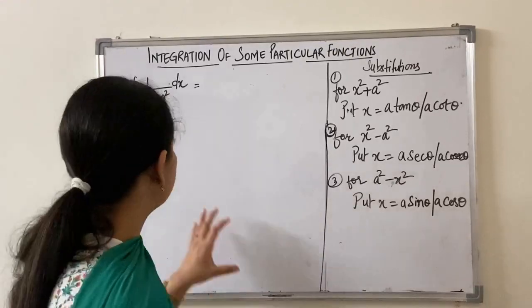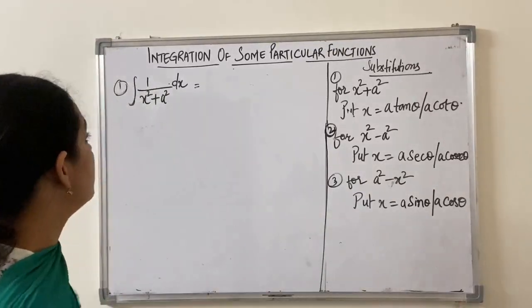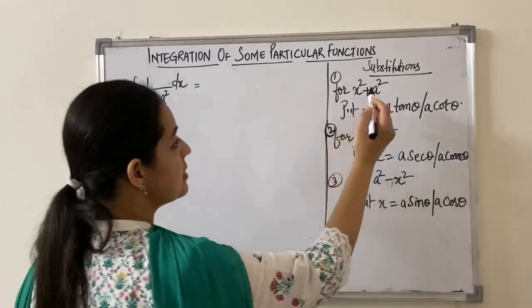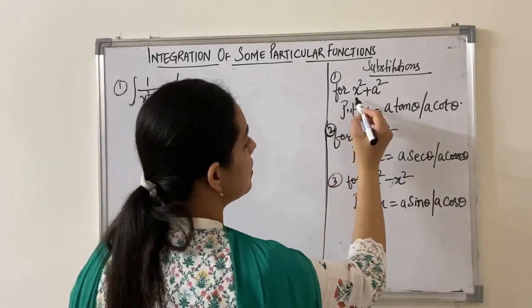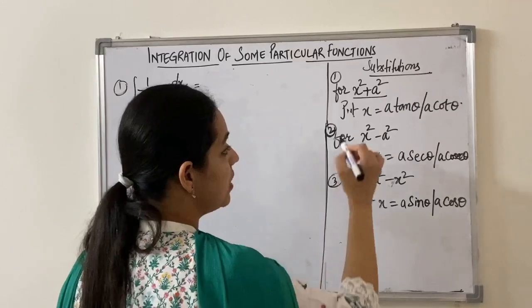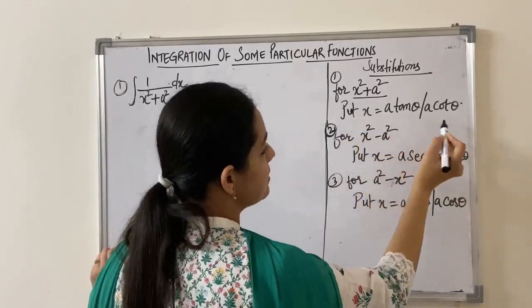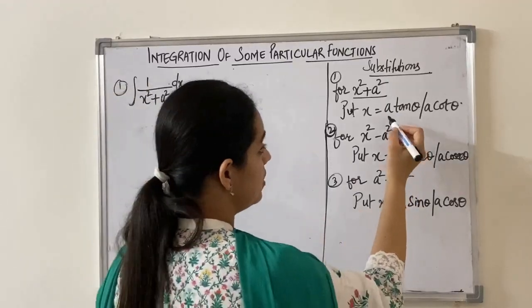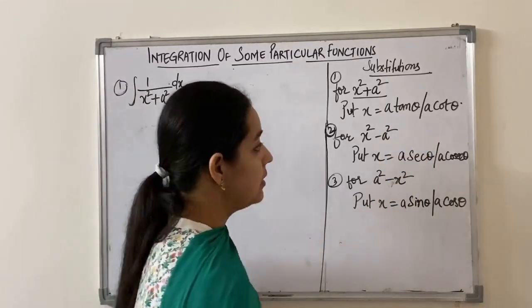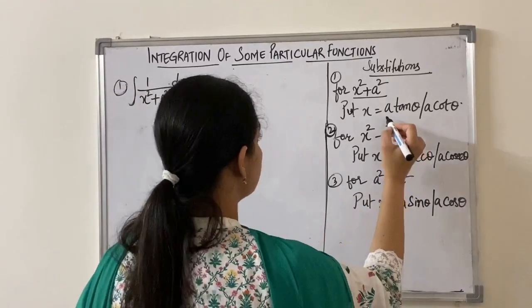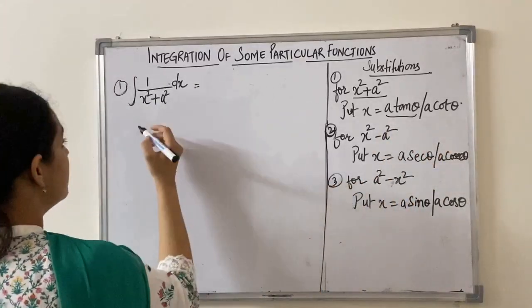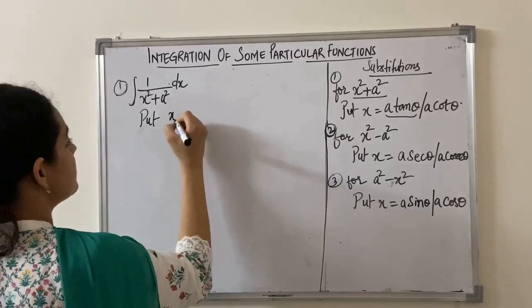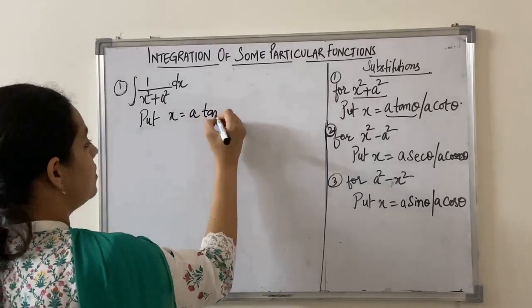So let us derive the first formula, that is 1 upon x square plus a square dx. From here you can see that if we have a term like x square plus a square, then we are going to put x as a tan theta or a cot theta. It is up to you whether you select a tan theta or a cot theta. So I am using a tan theta here. So we are using the substitution x equals a tan theta.